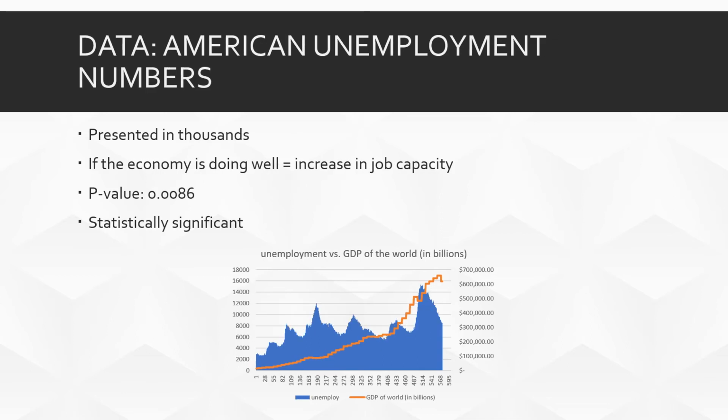The next coefficient is the American unemployment numbers. This is presented in thousands, and if the economy is doing well, that means businesses are growing. There are more businesses being built out, therefore there's an increase in job capacity to be filled. The p-value of this relationship is 0.0086, which is still very statistically significant.